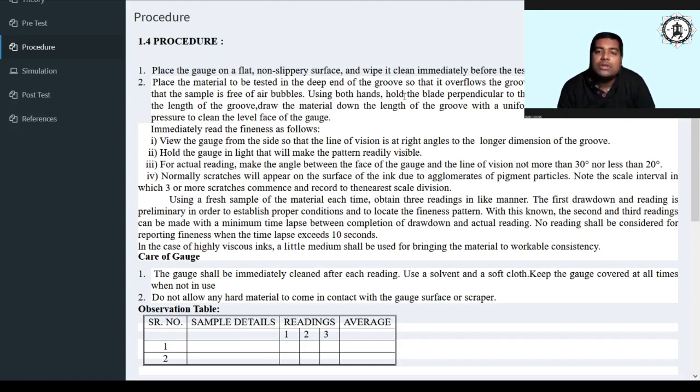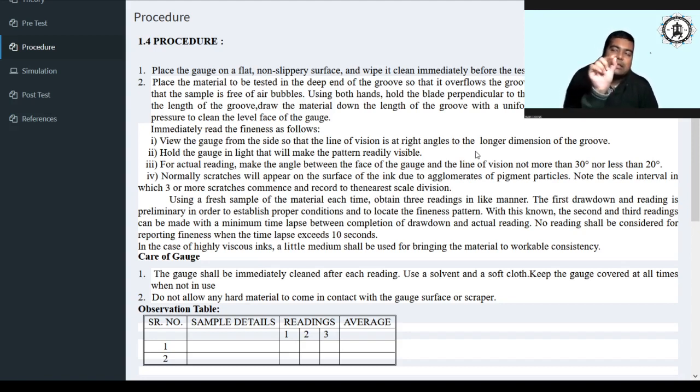Using both hands, hold the blade perpendicular to the block surface at right angle to the length of the groove. Draw the material down, just scraping the length of the groove with a uniform deliberate motion. Use sufficient pressure to clean the level surface of the gauge. Immediately read the fineness as follows. View the gauge from the side so that the line of vision is at right angle to the long dimension of the groove. That means if the groove is like this, then your vision should be like this, 90 degrees. Hold the gauge in light that will make the pattern readily visible.